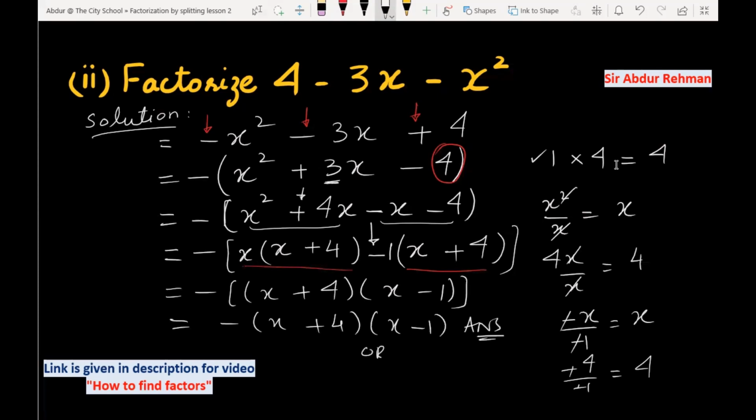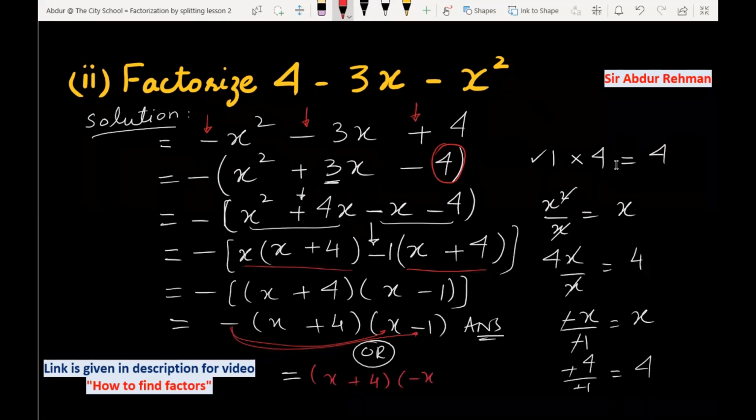Or if you multiply the negative sign with any bracket, suppose I multiply this minus sign with this bracket, this plus x and this minus 1, we will get x plus 4 times minus x plus 1, or we can say x plus 4 times 1 minus x. It will also be your answer.